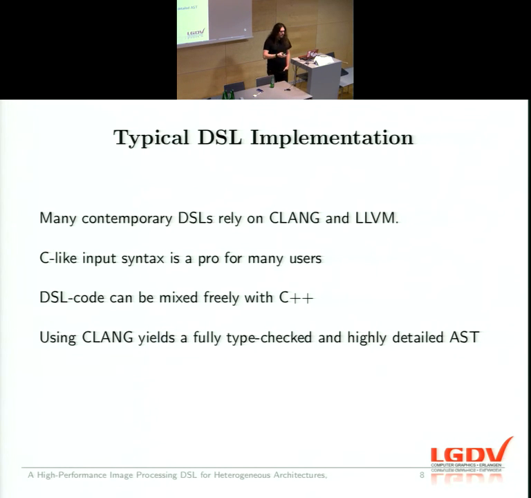But when I look at the literature for high-performance DSLs, most of the approaches usually rely on Clang or on LLVM or on both of them. They mostly strive for a C-like input syntax because in the high performance field, C is the dominant language, and of course you get more users if you have a C-like syntax. Also, if you have your DSL code and you have Clang, then you can of course mix that freely with C++ code. I think the reasons are, first of all, LLVM produces pretty fast code, and also Clang gives you a fully type-checked, fully analyzed tree, which of course helps you a lot.